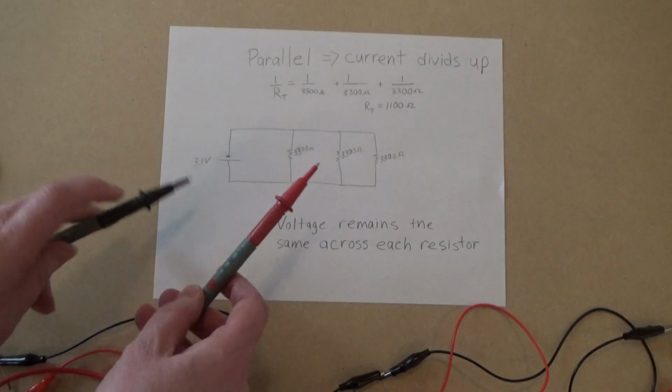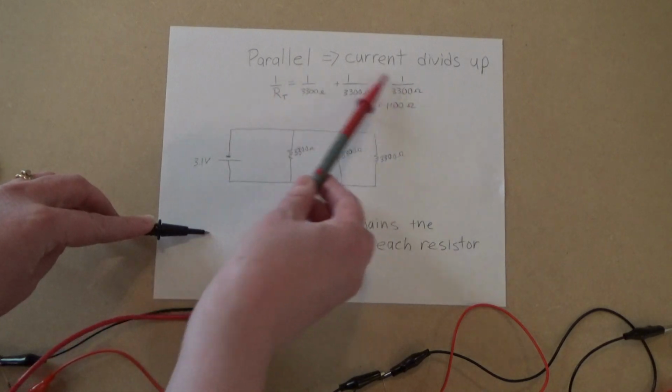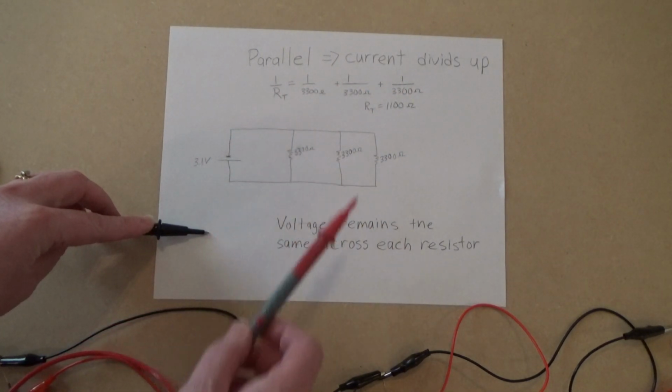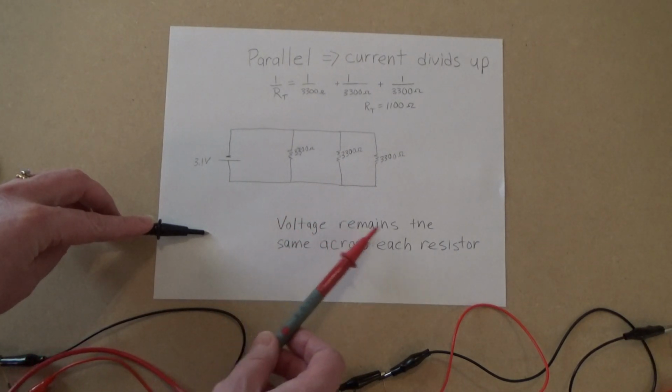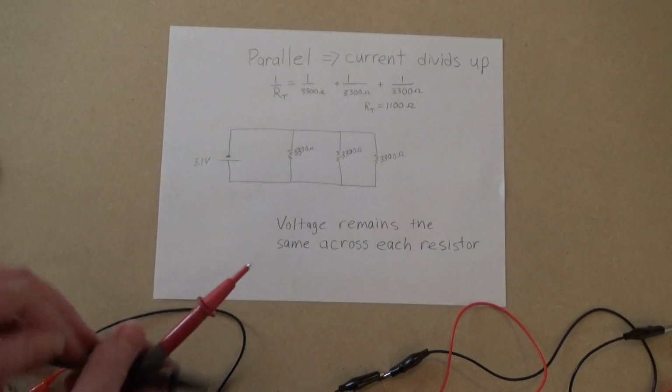So in a parallel situation, you always use this equation for your total resistance. We worked some very complex ones on the Friday before spring break. And then we want to remember, once again, that the voltage remains the same across each resistor. So we're going to go ahead and prove that, okay?